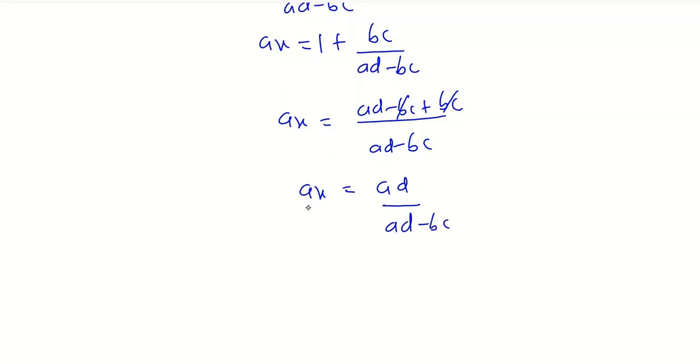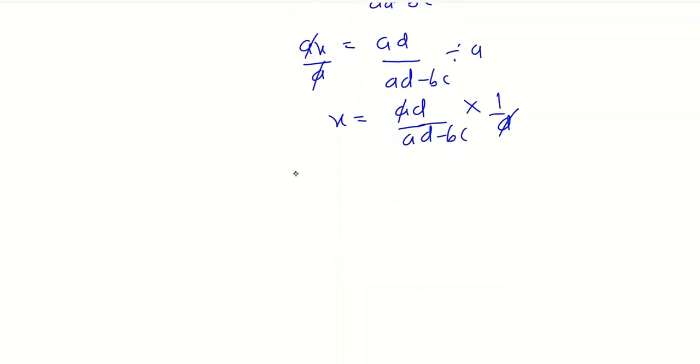So in finding X, we can divide here by A and also divide here by A, and A will cancel A. We have X to be equal to AD minus BC, then multiplied by the reciprocal of this, which is 1 out of A, and this A takes this A off, and at the end we are getting X now to be equal to D out of AD minus BC.